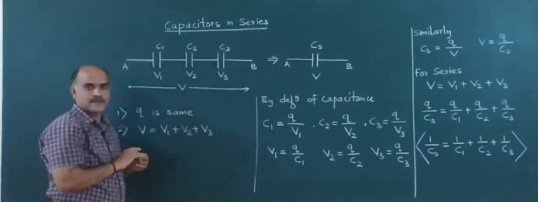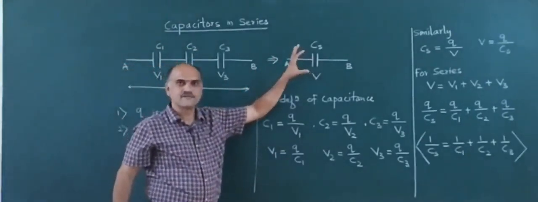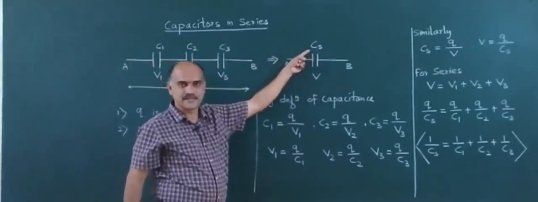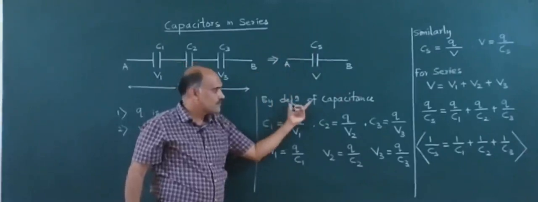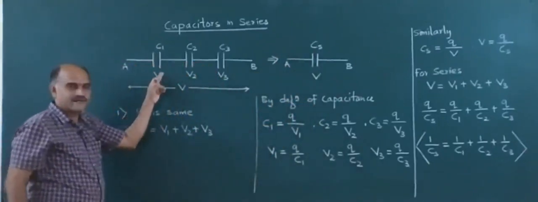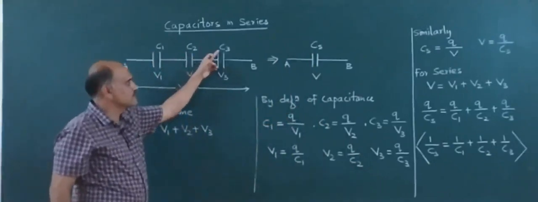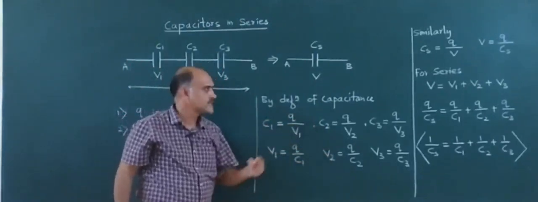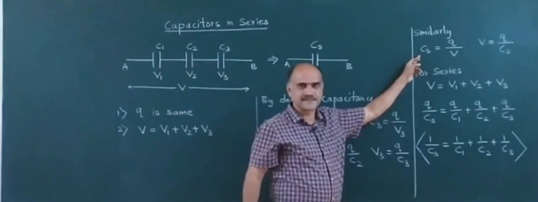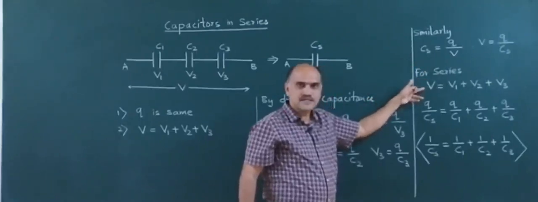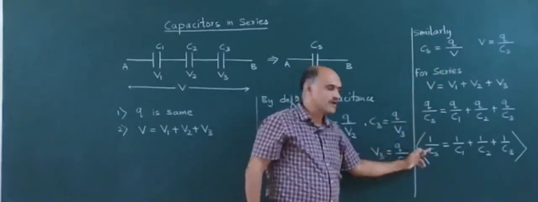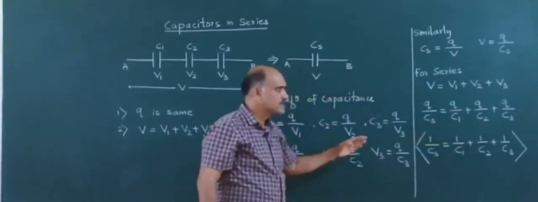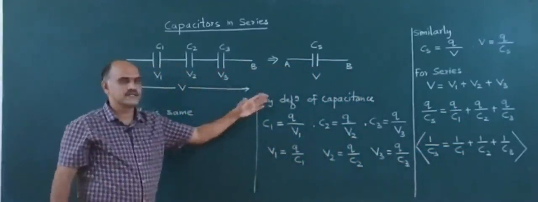Instead of these three capacitors, if I take a single capacitor which gives the same effect as these three, then that is called equivalent capacitance. So now, by definition, C1 is equal to Q by V1, C2 is equal to Q by V2, C3 is equal to Q by V3, and from this I have written V1, V2, V3. Similarly for equivalent capacitance. Then substitute all the values in the condition for series. You will have 1 by CS is equal to 1 by C1 plus 1 by C2 plus 1 by C3. So students, you can pause, note down these steps.